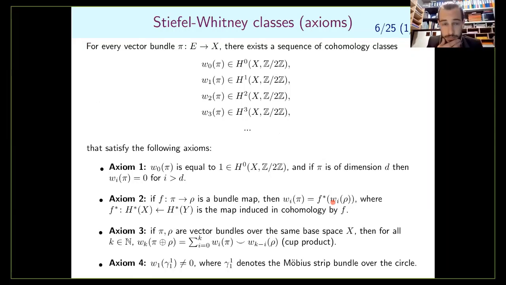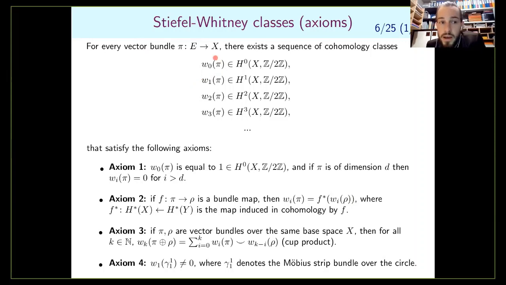And now we have vector bundles. We can define Stiefel-Whitney classes. So I give you here the axiomatic definition, and we will see later how they can be built. But it goes like that. If you have a vector bundle over X, you can define cohomology classes, particular cohomology classes, W0, W1, etc., that satisfy some axioms.